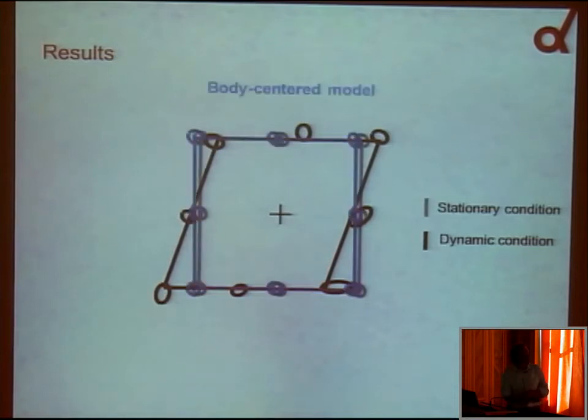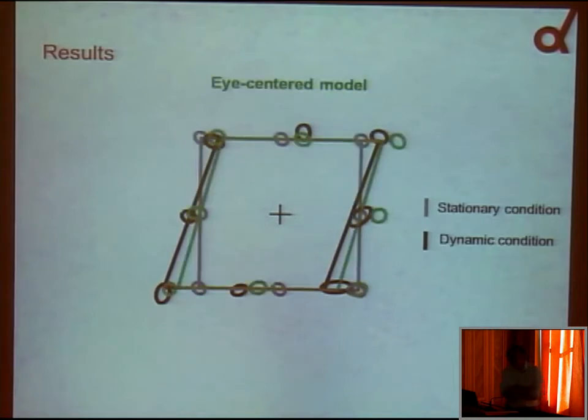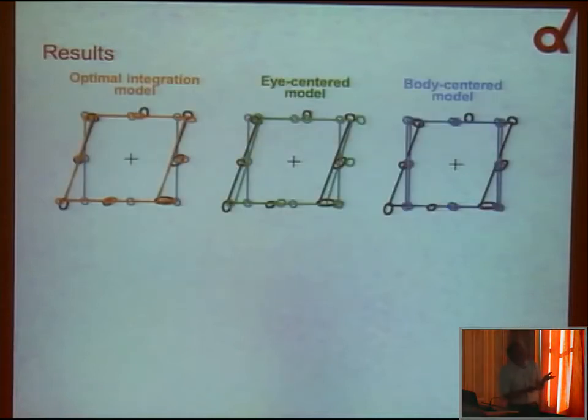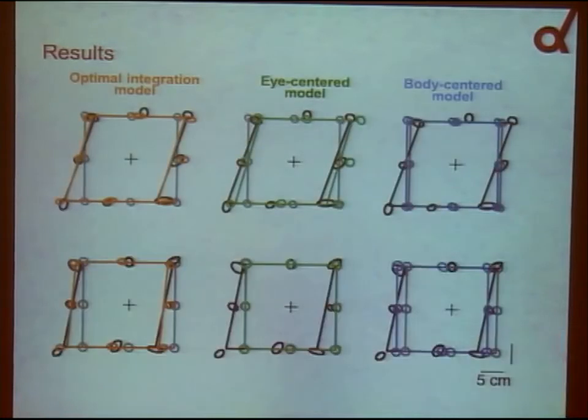And so you can fit the model. This is the body-centered part, but not so well. This is the eye-centered part. Oh, much better. But in combination, you really see that this optimal observer model really nicely matches the data. There's one subject, there's another subject. And again, now you can see here the body-centered part does a little bit better for this data than the gaze-centered, eye-centered part. But in combination, it's a very nice match to the data.